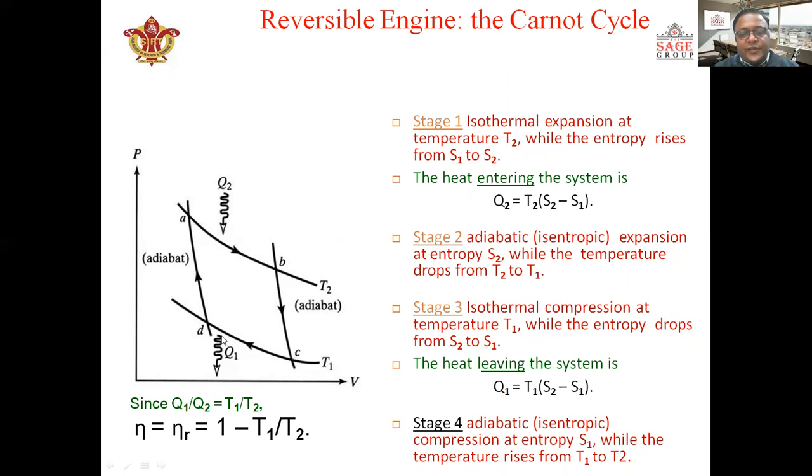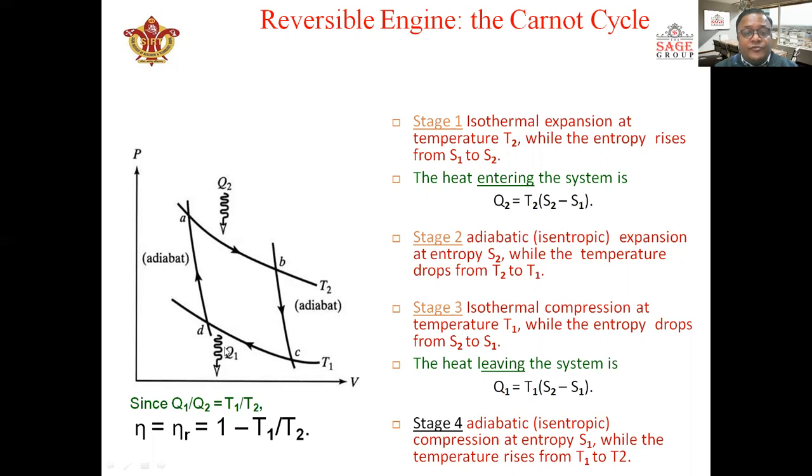Third process, C to D, is isothermal compression, where the pressure increases and the temperature remains constant, and the heat is rejected to the surrounding body. It is called the sink body, where the entropy decreases and the heat leaving the system, called Q1, is equal to T1 times (S2 minus S1). That is the formula of stage 3, the isothermal compression process.